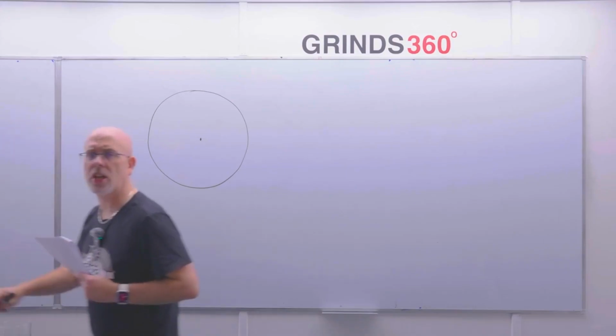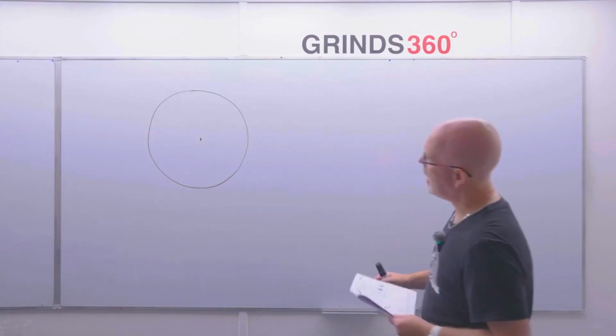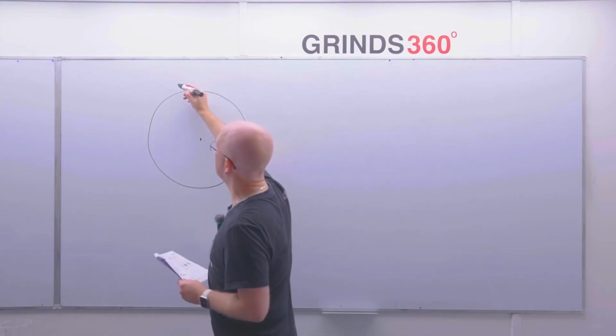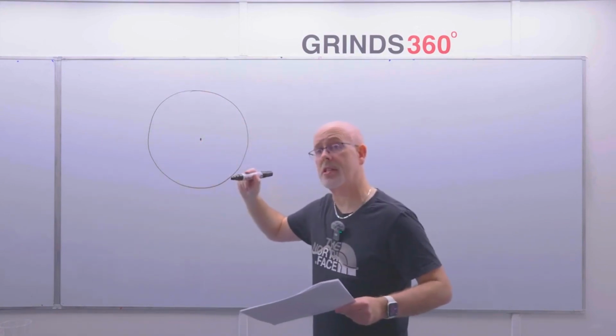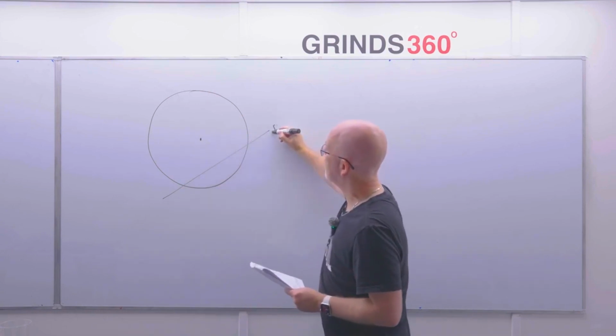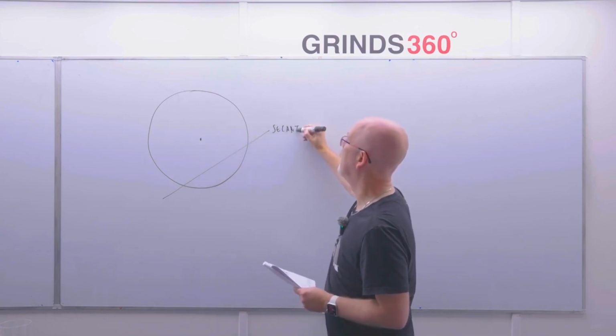Okay, very useful calculation, right? If I've got a circle like that, and I draw a straight line that cuts that circle in 2 different places, so if I draw a line like that, that line there is called a secant line.